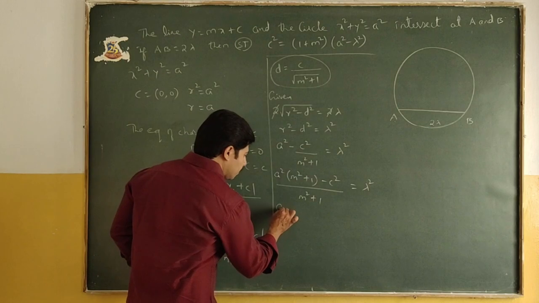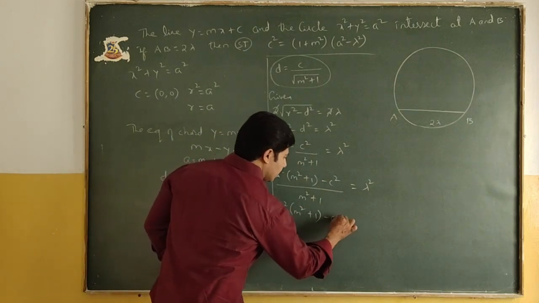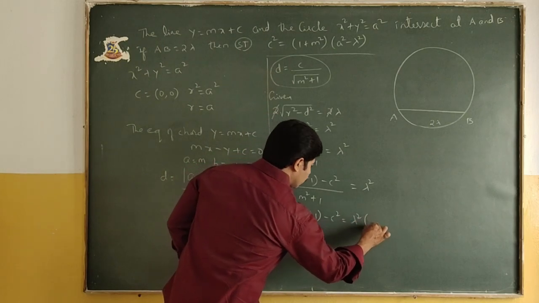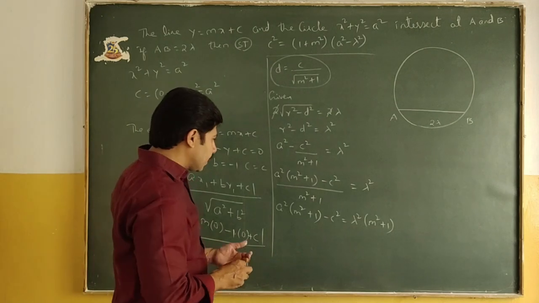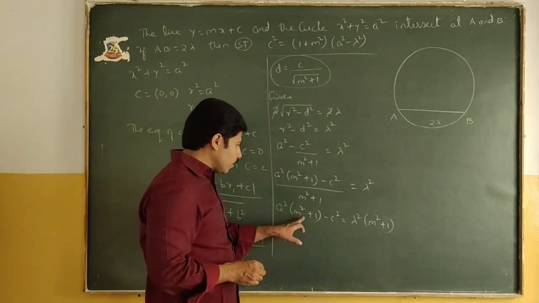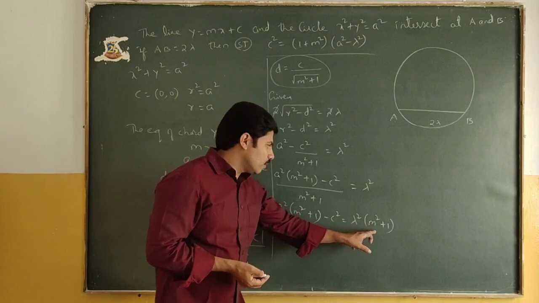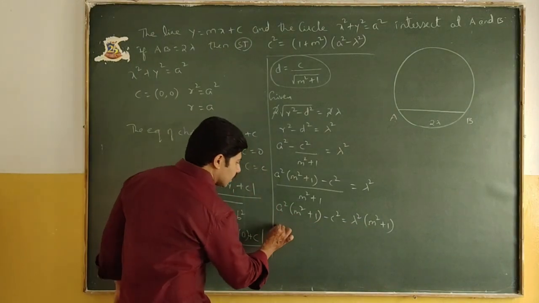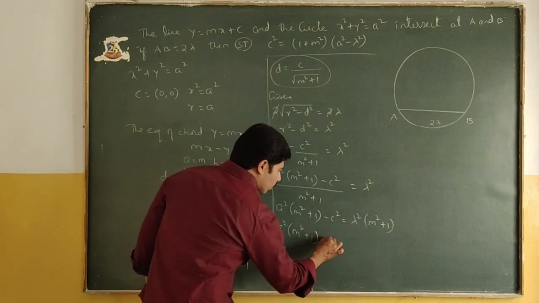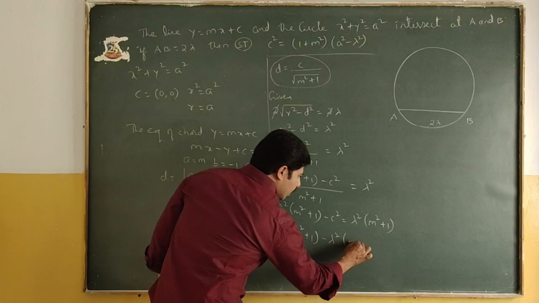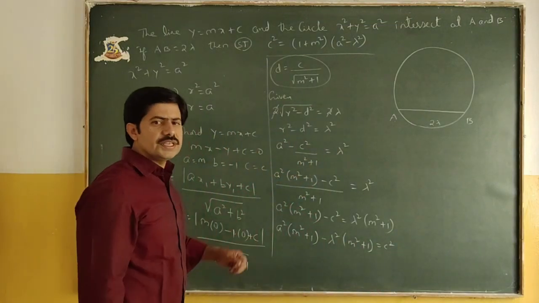Now cross multiply the denominator. a square into m square plus 1 minus c square is equal to lambda square into m square plus 1. Now what we do is, a square into m square plus 1 and lambda square into m square plus 1, we bring together, that means transpose on the left side. a square into m square plus 1 minus lambda square into m square plus 1 is equal to c square.